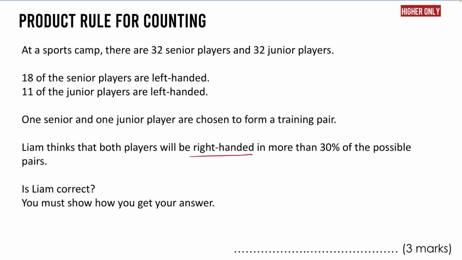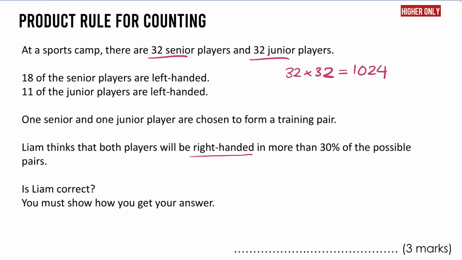And is Liam correct? Well, the total amount of pairs that can be chosen between a senior and a junior player is 32 times 32. So 32 times 32 gives the overall amount of possible pairs, which is 1,024. Now, here we are told about the left-handed players. If we were to do 18 times 11, that would tell us the total amount of left-handed player options.